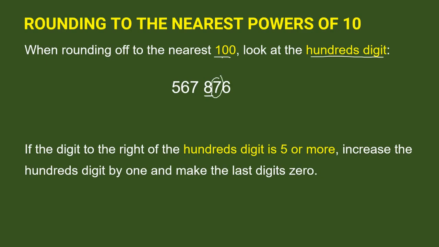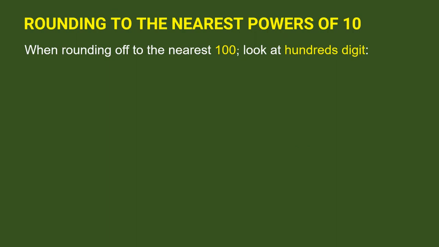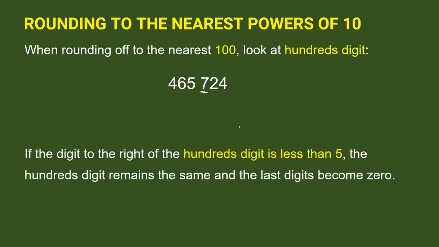In this case, it is 7. And then 7 is more than 5. So what we do, we increase the hundreds digit by 1 and make the last digits 0. We are going to increase 8 by 1 and then the last two digits we make them 0. So it's going to be 567,900.